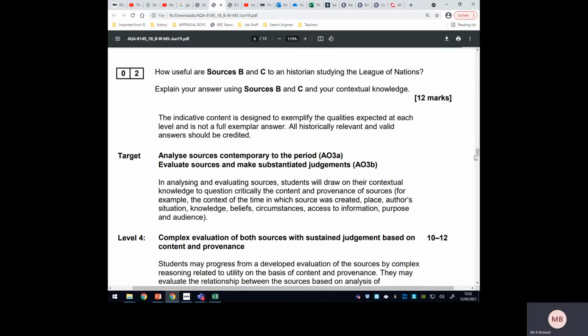This is where you're going to get 2 sources and it's going to ask you how useful they are to historians studying whatever it is, the League of Nations or the causes of the Second World War. So how useful are sources to a historian studying something? Are they always going to be useful? Yes, don't ever say no, okay? They're going to be useful to varying degrees, but they are always going to tell a historian something about either the League of Nations or the causes of the Second World War or the Treaty of Versailles or whatever it might be. So you're always going to say, yeah, absolutely, the sources are useful to some degree.